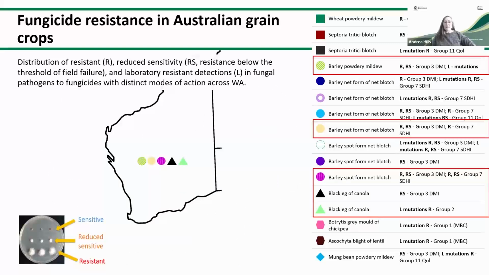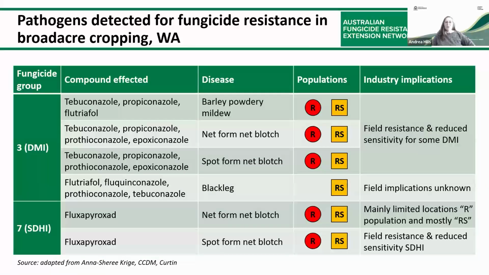Next slide now. If we concentrate on WA, I've just highlighted the ones that we do know we've got here: barley powdery mildew, and both the net form and spot form net blotch. We also know that blackleg in canola has some reduced sensitivity. If we have a look at the next slide and the table, this shows similar information, except that it shows you the fungicides that are affected.